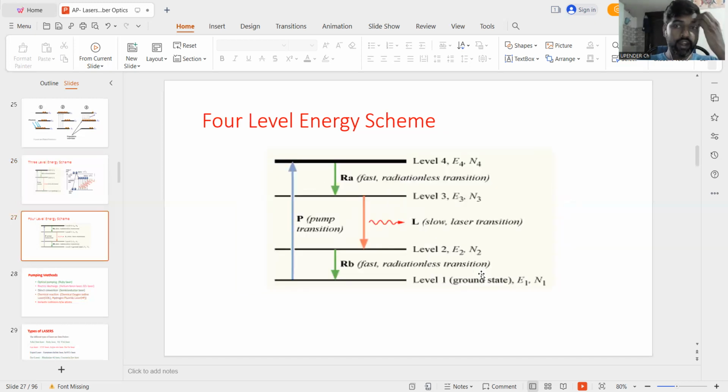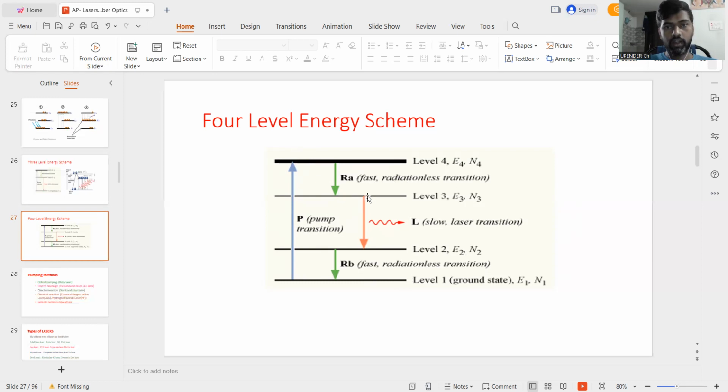Next one is the four-level energy scheme. What is happening here? There will be four energy levels instead of three: level 1, level 2, level 3, level 4, with energies E1, E2, E3, E4 and populations N1, N2, N3, N4. Now, in this case, the pumping transition takes place, followed by the radiationless transition.